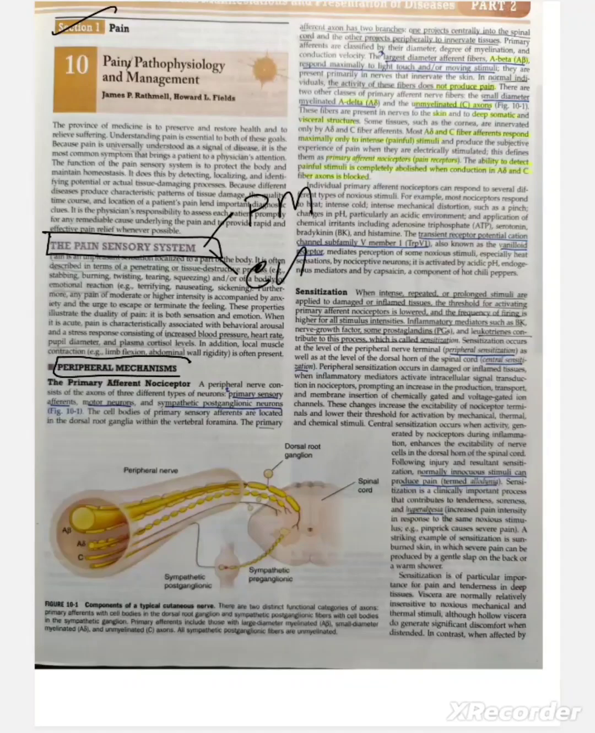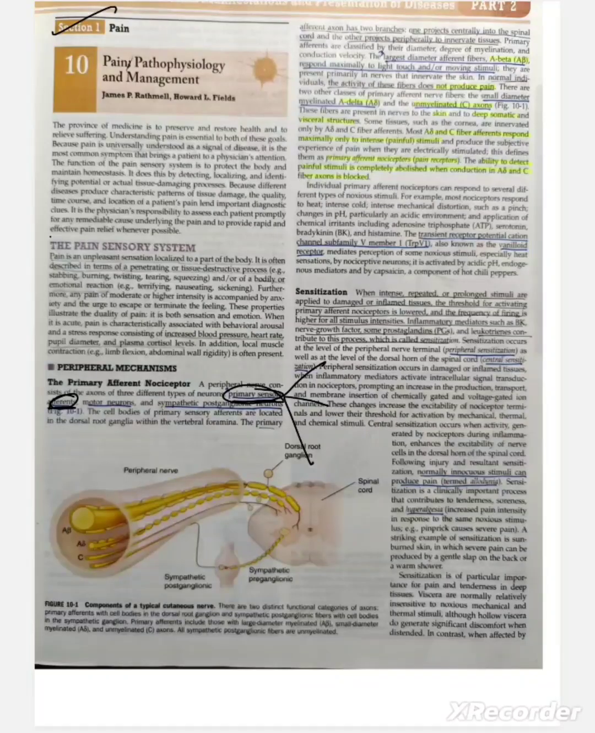In peripheral mechanism there are mainly three types of neuron: primary sensory afferent, motor neuron and sympathetic postganglionic neuron. As you know, the motor neuron and sympathetic postganglionic neuron have no function in pain sensation. So we will mainly talk about primary sensory afferent. We can divide the primary sensory afferent into three different types of neuron with respect to their diameter, degree of myelination.